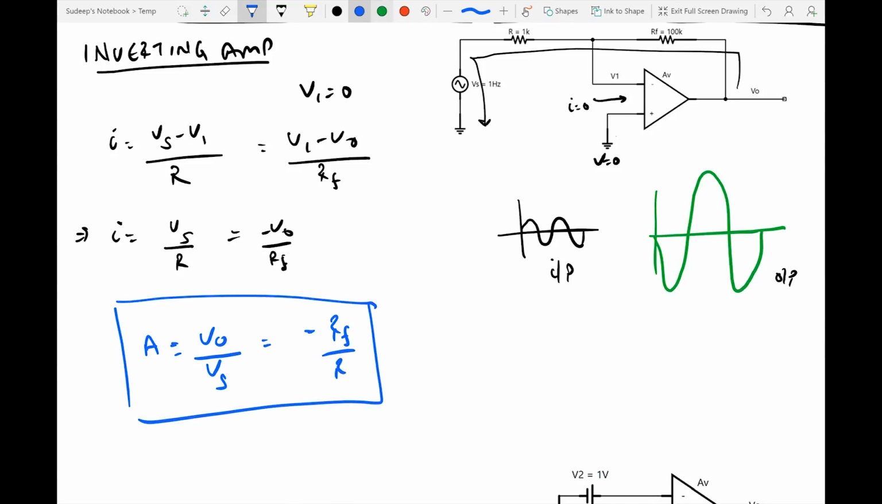In this case, the amplification we are getting is minus 100 kilo ohms by 1 kilo ohm, that is equal to minus 100. The negative sign in the amplification by itself also tells us that the phase of the output will be inverted as compared to the phase of the input. Now let's look back at the simulation and see how this is working.